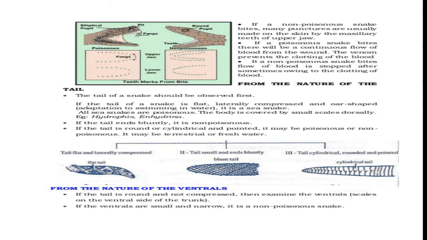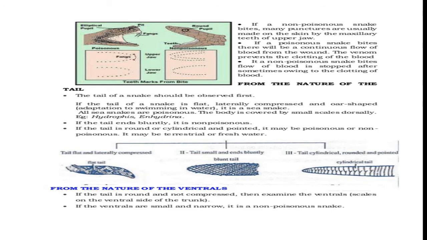Now we are going to confirm whether it is a poisonous or non-poisonous nature here. Ventrals are nothing but shield-like structures which cover the portion of the snake body, particularly in the ventral position of the snake. For example, if you have observed that the snake tail is round and not compressed, we cannot confirm that it is a poisonous snake.